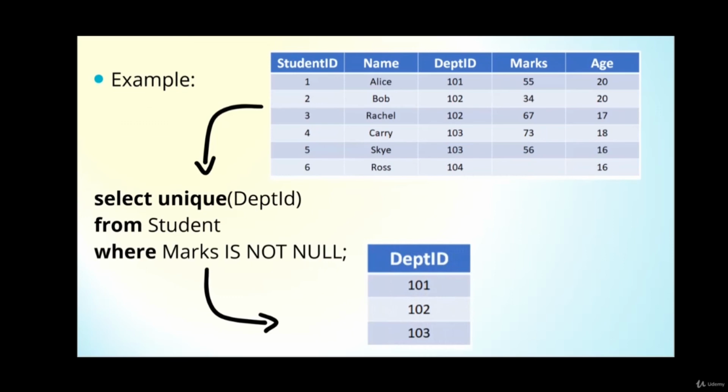So in the output table, you can see department ID 101, 102 and 103 because only one student belongs to each of these department IDs and the marks are also not null. If you see in the first table, Ross has department ID 104, which is also unique, but since the marks are null over there, we have not included that row. So what is the condition? Department ID should be unique plus marks should also not be null. So in the output table, department ID 101, 102 and 103 will be displayed.